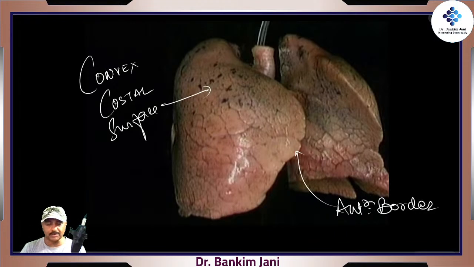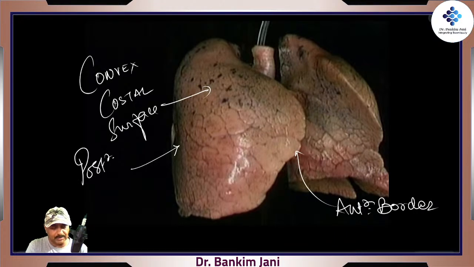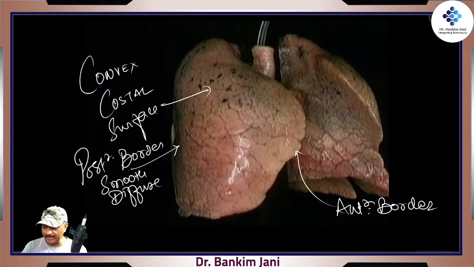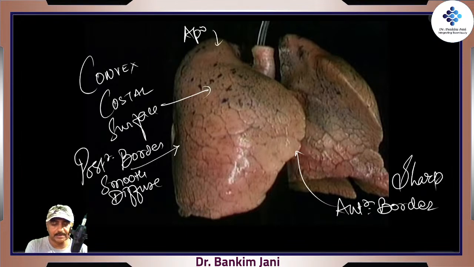When we talk about the posterior border, the entire lung is rounded there. So this posterior border is diffuse. You can say it is smooth, or because it is not very well defined, we can say it is smooth. While the anterior border is sharp. And this one is the apex, very important. That's the tube through which we are injecting the air, so that we can see the lungs properly.